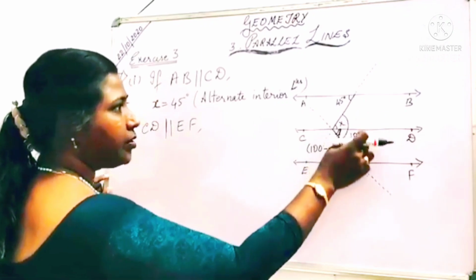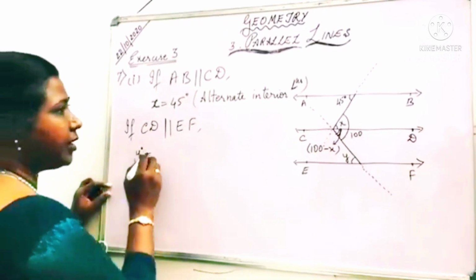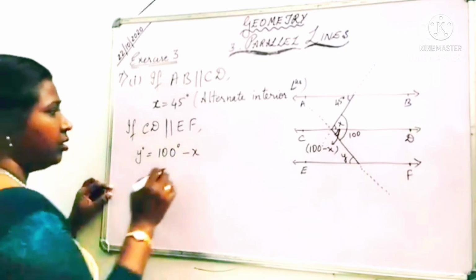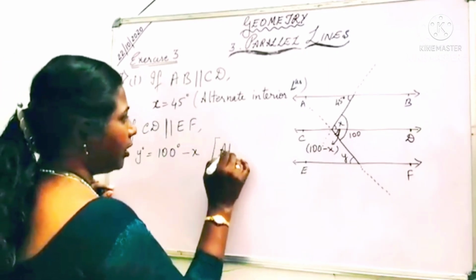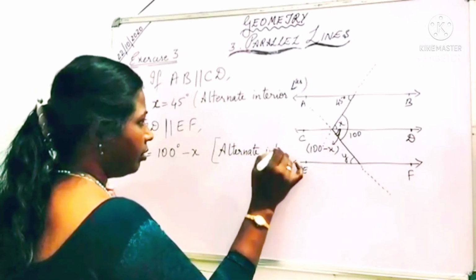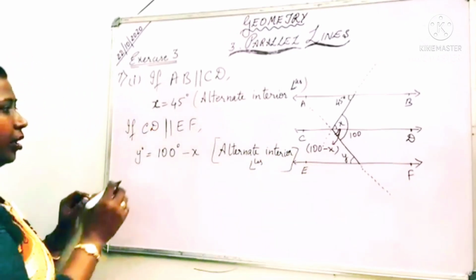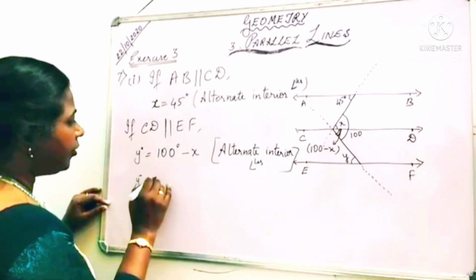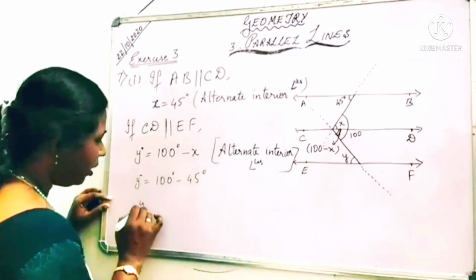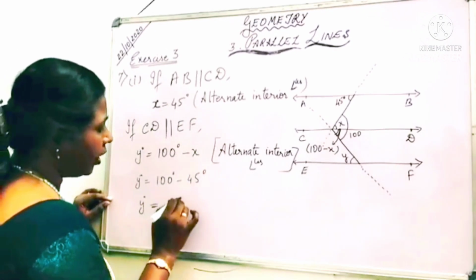So 100 minus x. So y degree is equal to 100 degree minus x. Is that clear? Again it is alternate interior angles. Okay, students? So y degree is equal to 100 degree minus x, which is 45 degree, so y degree is equal to 55 degree.